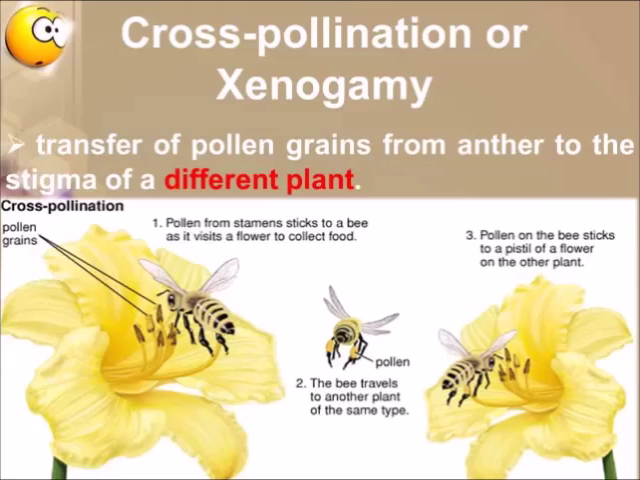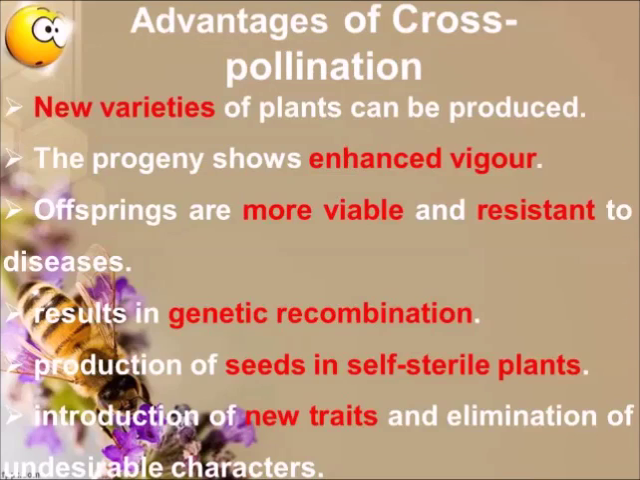As in the figure, you can see pollen grains from stamens stick to a bee as it visits a flower. The bee travels to another plant of the same type. The pollen on the bee sticks to the pistil of a flower on the other plant and brings about cross-pollination. Now, you must be wondering whether this process is advantageous to the plant. So, yes, this process is indeed highly advantageous.